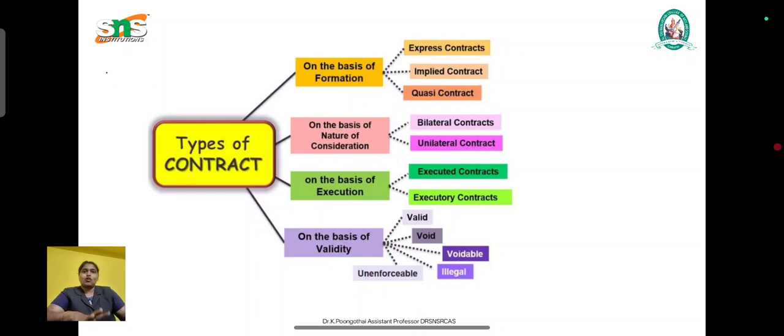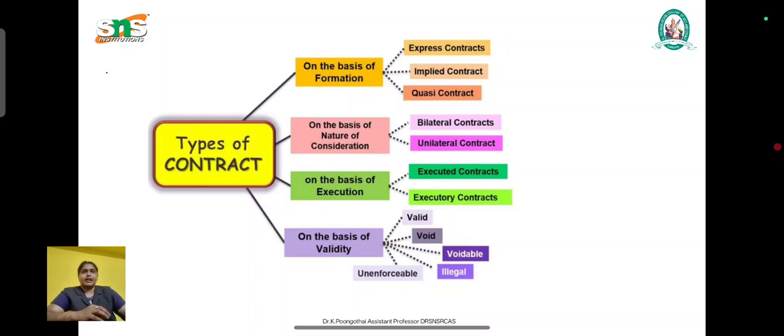Next, illegal contract, a contract forbidden by law. Examples: smuggling, drug business, gambling agreement. It is void from the beginning and punishable by law. That is known as an illegal contract. The next thing is unenforceable contract, a contract valid in substance but cannot be enforced due to technical defects, that is, not properly stamped, lack of written form, expired limitation period. Example, an unstamped property agreement.